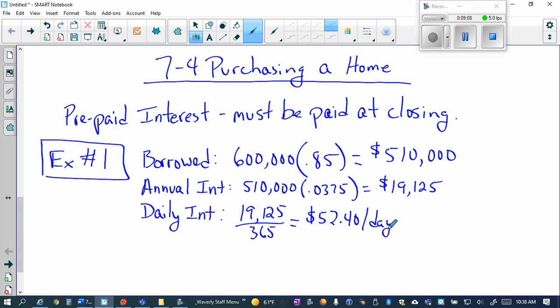Okay. Now, we need to get the number of days between the closing and the first payment. So if we're closing on the 6th, right? Interest will accrue from the 7th. And if the first payment is on October 1st, interest will accrue up until September 30th. Okay.